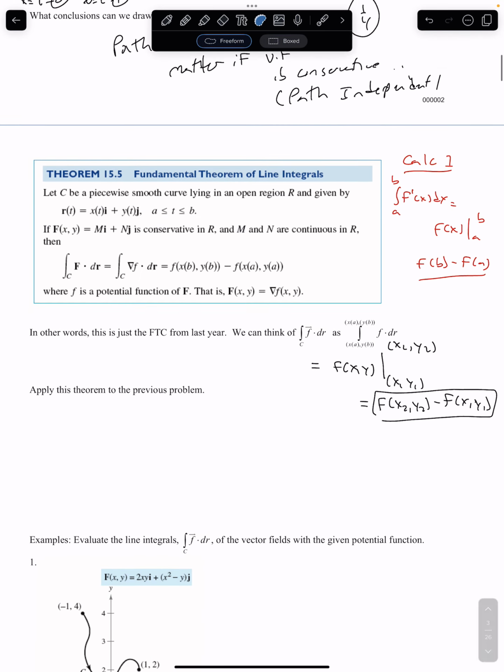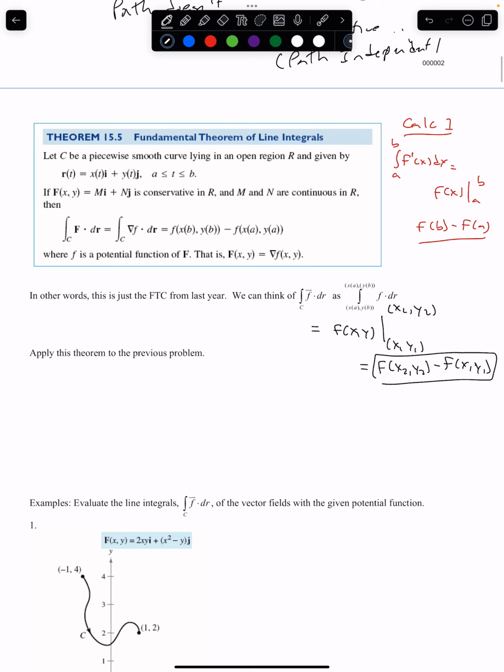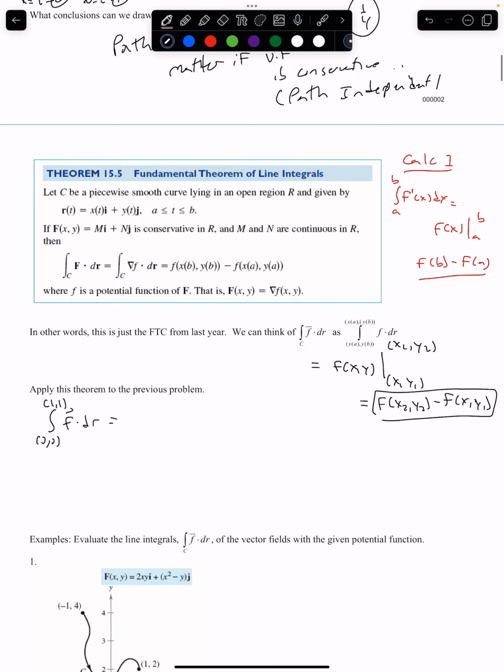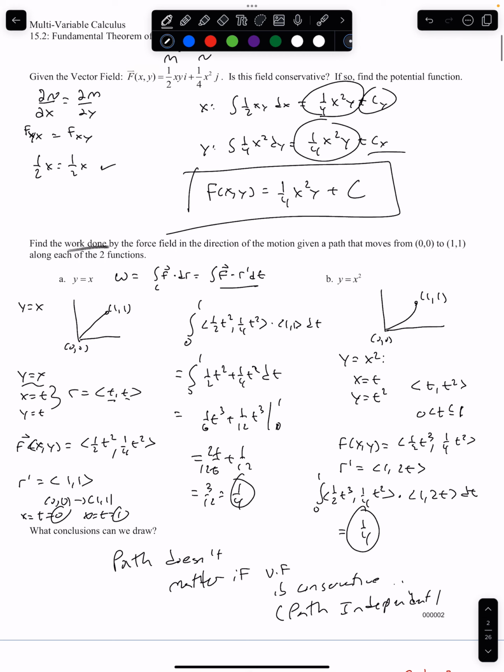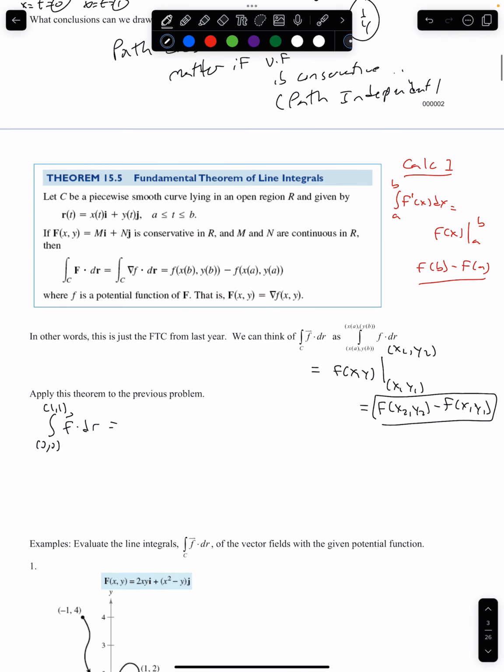So what does the rule say to do? Well, in order to evaluate that vector field, it's like saying we're going to go from 0, 0 to 1, 1. And if we do this F dot dr, that's going to give me my potential function. Well, what was our potential function that we saw earlier? This 1/4 x squared y. So we get this 1/4 x squared y, evaluate that from 0, 0 to 1, 1. And that's going to give us 1/4 minus 0, which is 1/4. And that took us a lot less time to do.